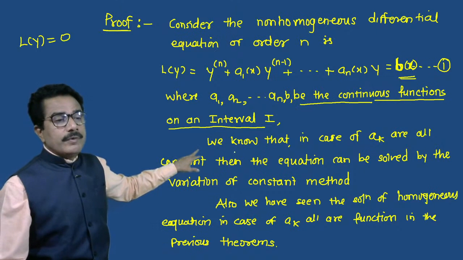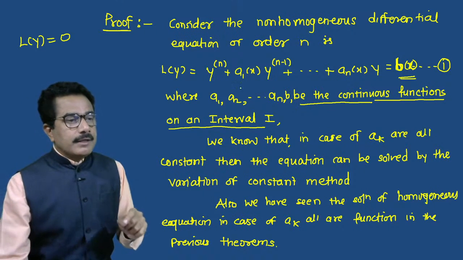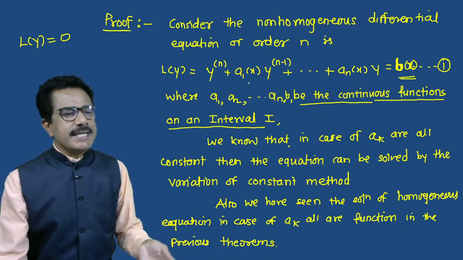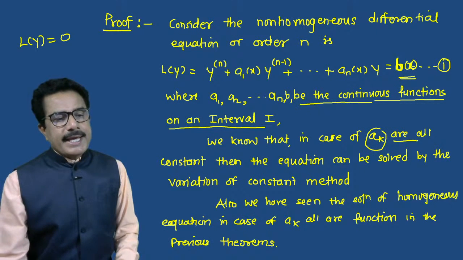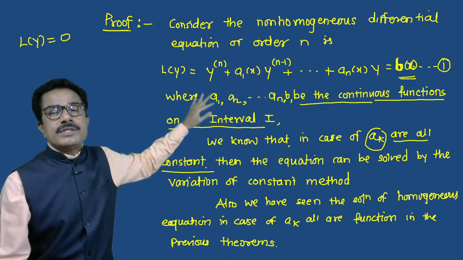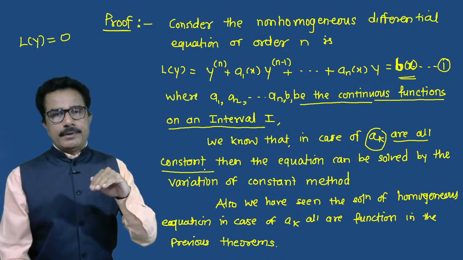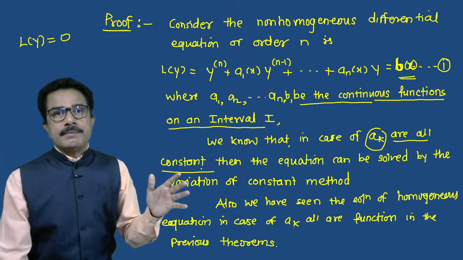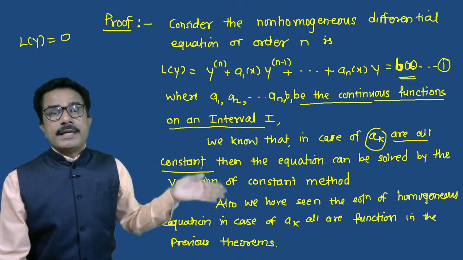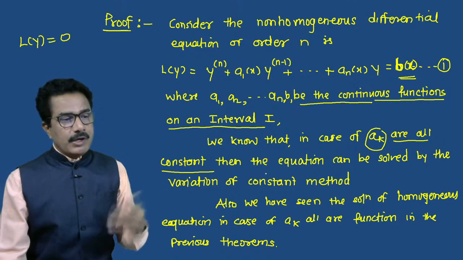Now actually we know that in case of ak, if a1, a2, a3 dot dot dot an, generally we can write this as ak for all k, are constants, then the given non-homogeneous differential equation has constant coefficients. And for its solution we have seen Theorem 12, Theorem 16 in the previous chapter, that is in chapter 1, how to solve the non-homogeneous differential equation with constant coefficients. Already we have solved.